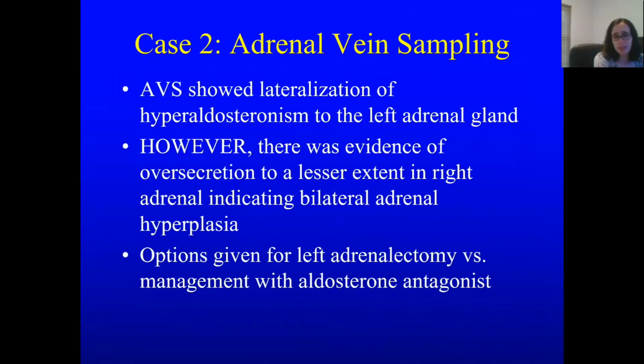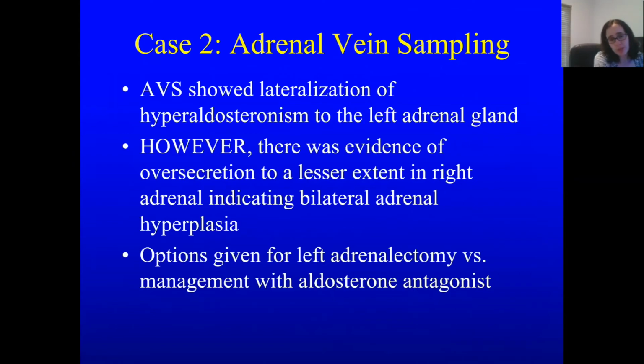However, there was also evidence of overexcretion to a lesser extent in the right adrenal gland, indicating that he had bilateral adrenal hyperplasia. We gave him the options of a left adrenalectomy, because that was the more diseased gland, versus management with an aldosterone antagonist. So we thought that at least by taking out the much more diseased gland, we could see some improvement in his hypertension and hypokalemia.